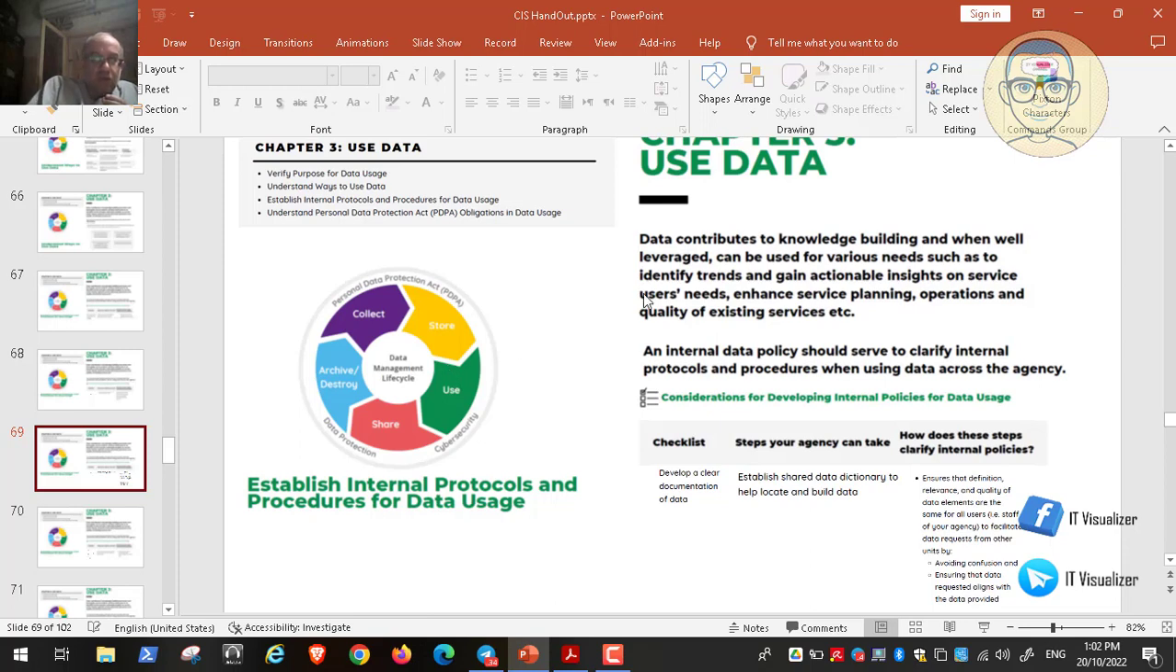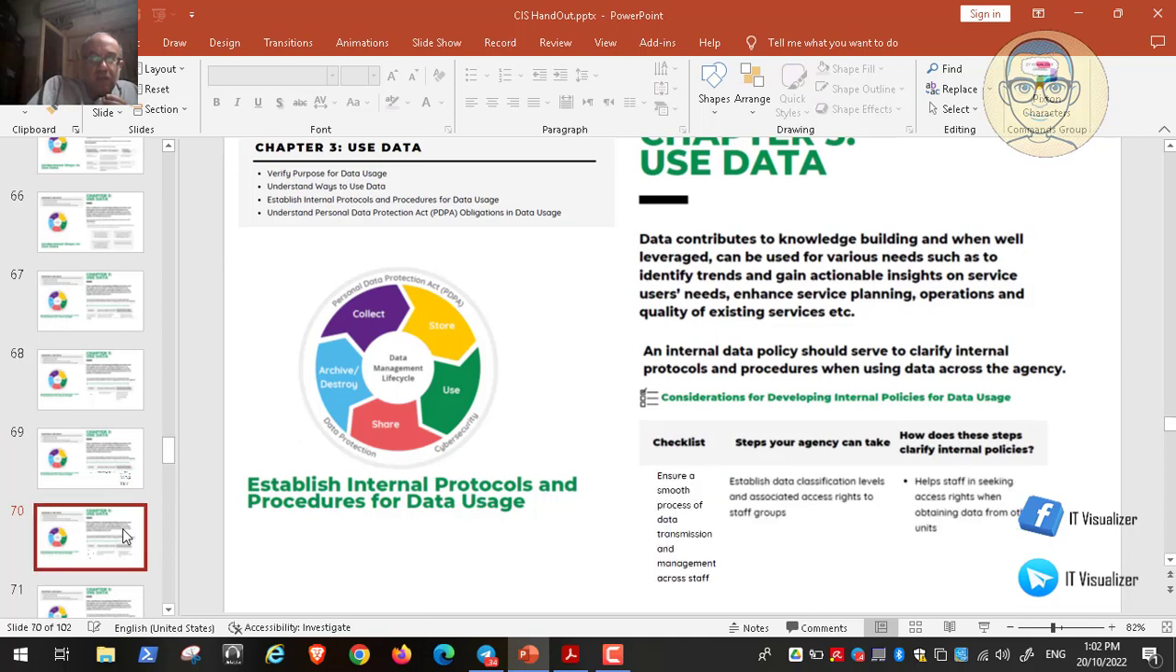This is one thing when you are making an internal policy. Then ensure a smooth process of data transition and management across staff. Establish data classification levels and associated access rights to staff and groups. So when you make documentation of the data, with clear terms and a very clear description, then comes the second part: to ensure that associated rights are assigned to every kind of data, and the smooth transfer of data between the departments. And to establish classification levels.